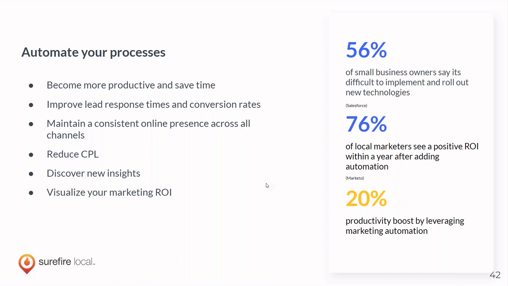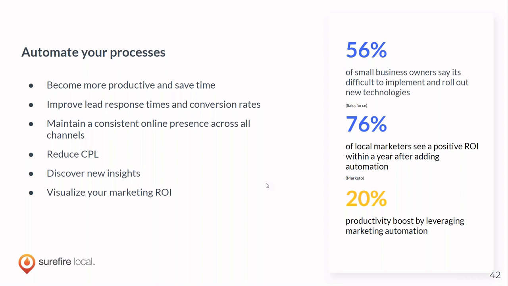So what does automating your process mean? You can become more productive and save time. You can improve lead response times and conversion rates, and maintain a consistent online presence across all channels, consistency being so key, I brought that up many times. You reduce your cost per lead. That can benefit your ROI, return on investment, greatly. Discover new insights and visualize your marketing return on investment.